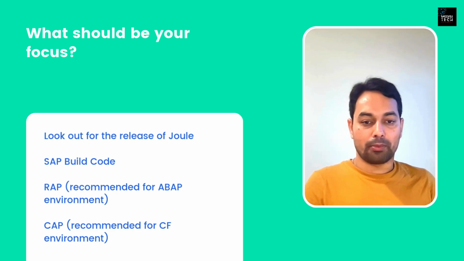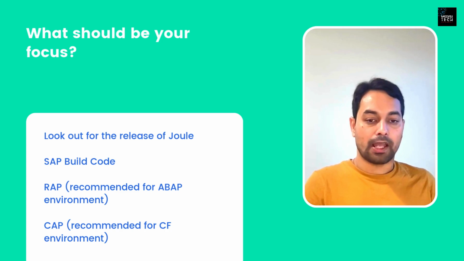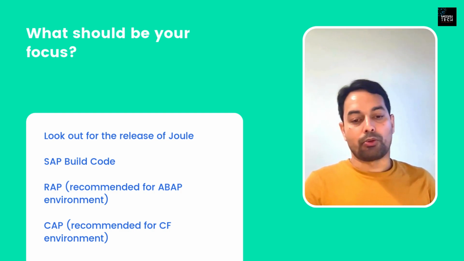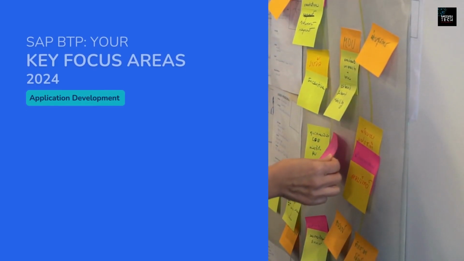A lighter version of ABAP in the cloud probably should be looked at. And if you have not started with CAPM, I would request you to start that, because that's the way forward and SAP is pushing towards CAPM. So these are a few of the recommendations. But one thing to note is, whenever you are generating your code using SAP Build Code, look out for the quality, look out for what the code has been generated.